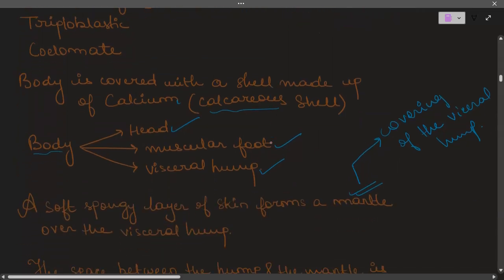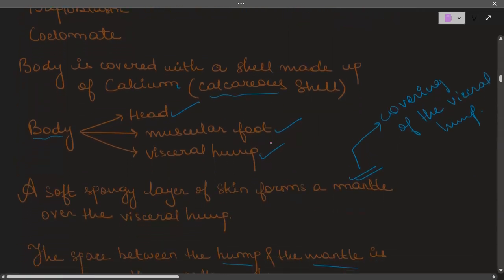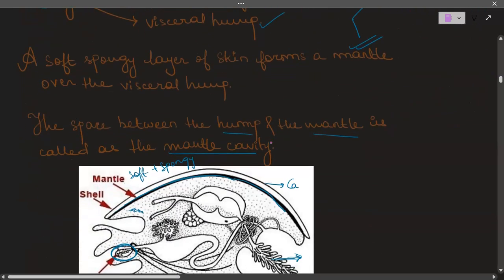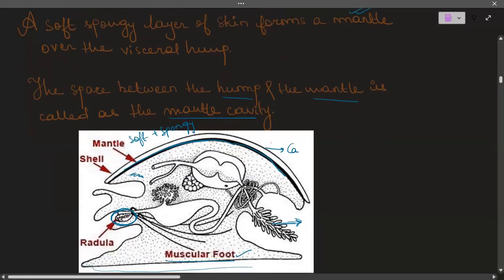Now, their body is covered with a shell that is made up of calcium. So, calcareous shell. Now, the body of the Mollusca has been divided into three parts yet again. But here the parts are the head, the muscular foot, and the visceral hump. Now, a soft spongy layer of skin is present, and it forms a mantle over the visceral hump, sort of like a covering over the visceral hump. Now, the space between the hump and the mantle is known as the mantle cavity.